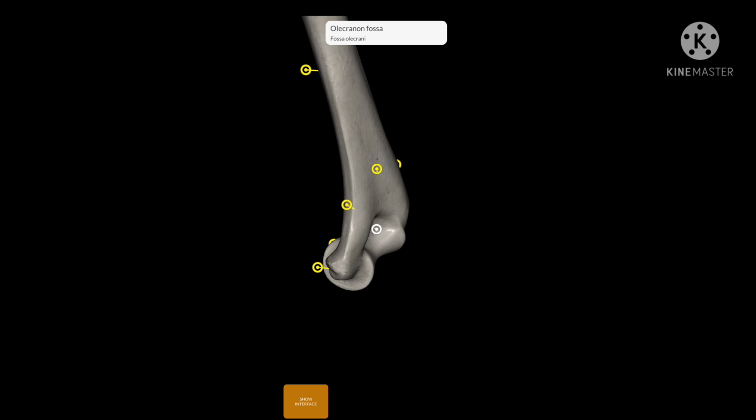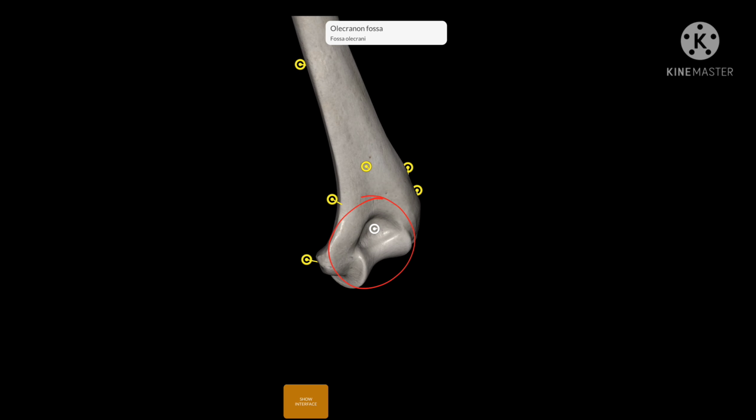And on the posterior surface we studied the olecranon fossa, which lies just above the posterior aspect of the trochlea. It accommodates the olecranon process of the ulna when the elbow is extended. I hope you understood this much.